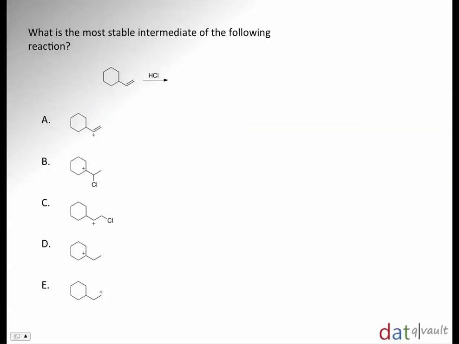All right, so let's do an example quickly to learn what we just went over. Why don't you pause the video, take a minute, and try to solve this problem. The problem asks, what's the most stable intermediate of the following reaction?